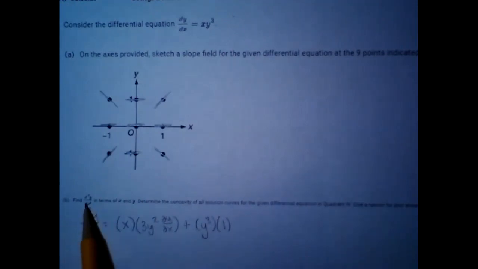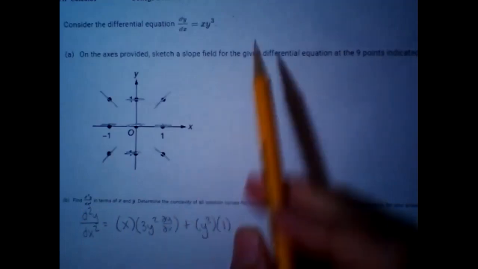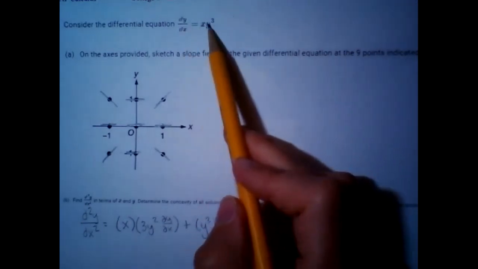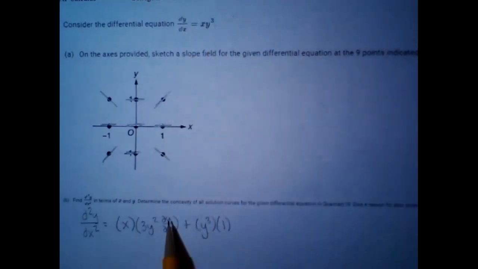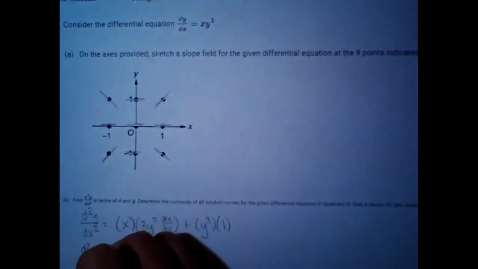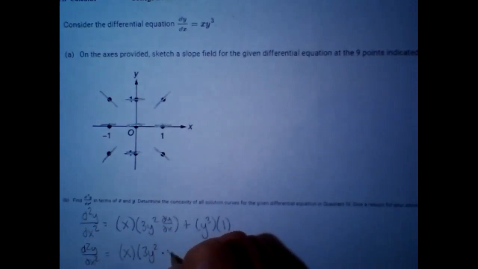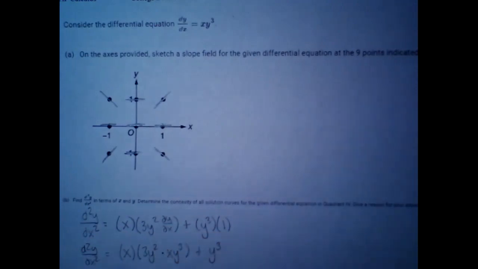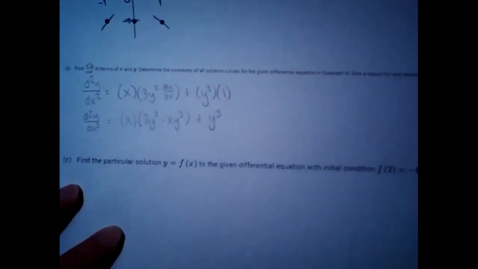Now it says find this in terms of x and y. So that means for this dy dx here, you have to replace that with xy cubed. dy dx is xy cubed. So I'm going to replace that with xy cubed. And I'll just write that as plus y cubed since it's times 1. Now that's correct for the second derivative.